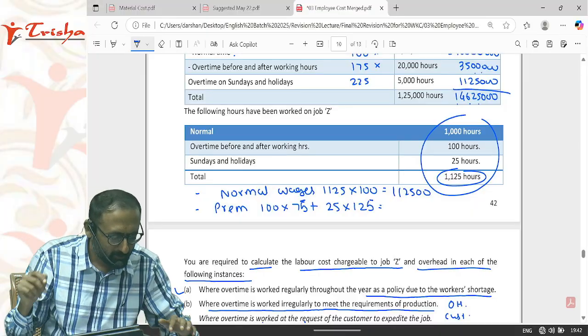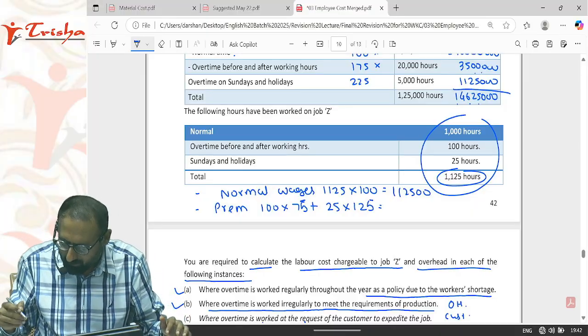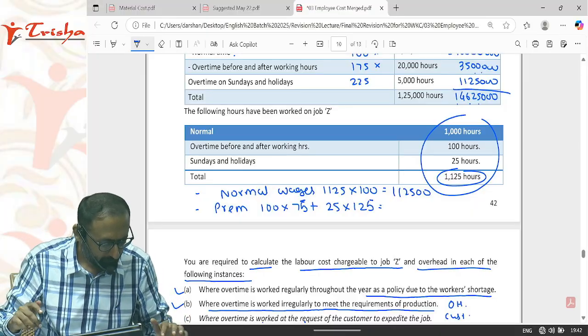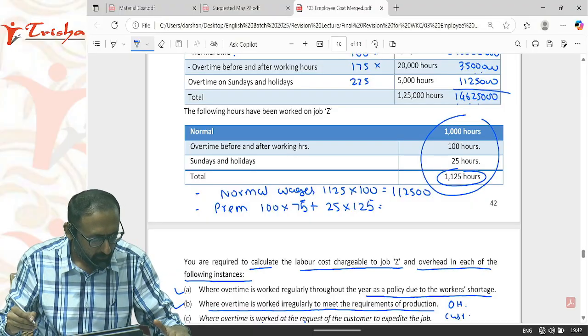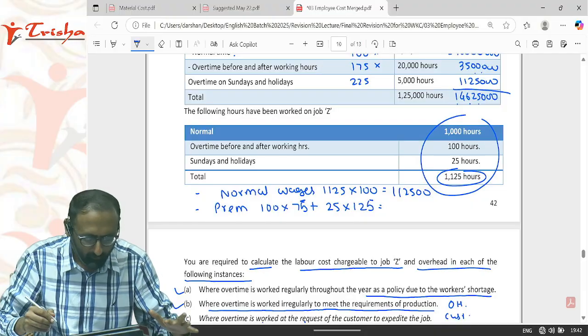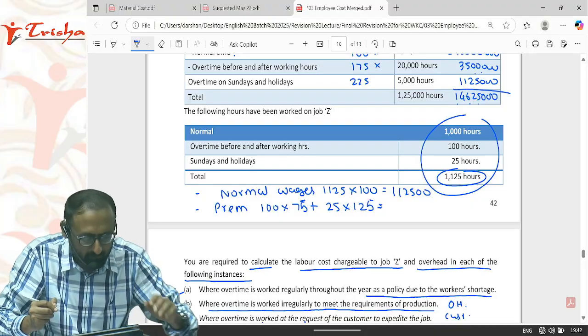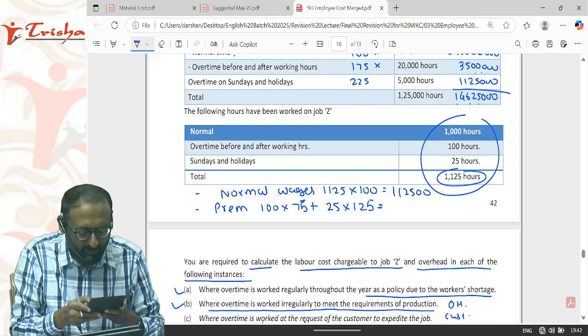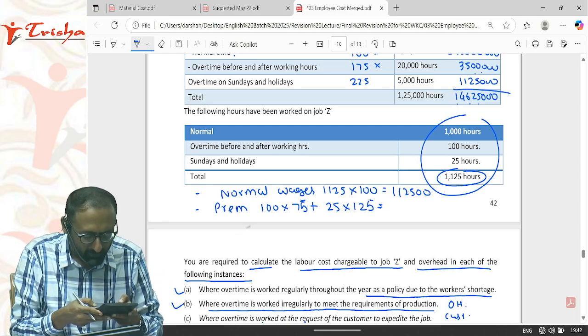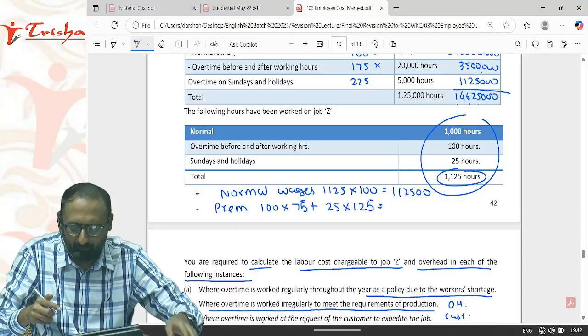Now please tell me the answer, guys. Fast answer: 100 multiplied by 75 and 25 into 125. What will be the answer, guys?